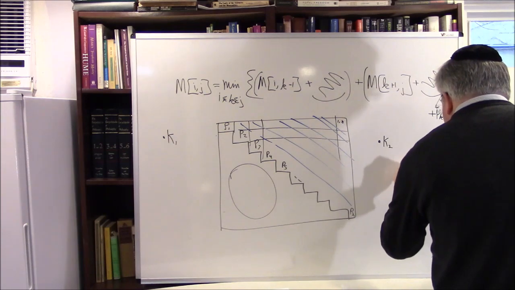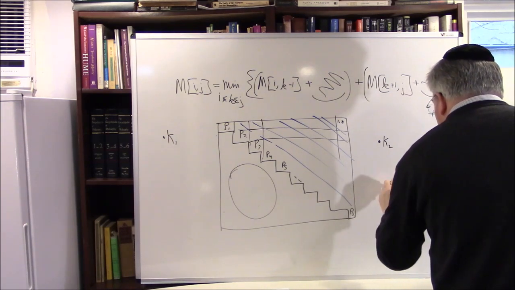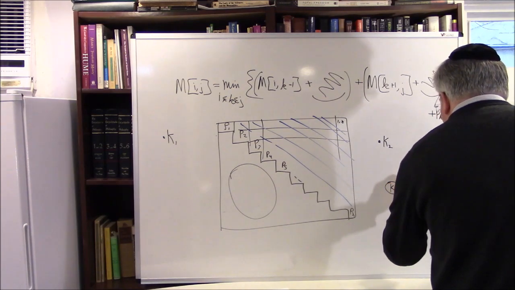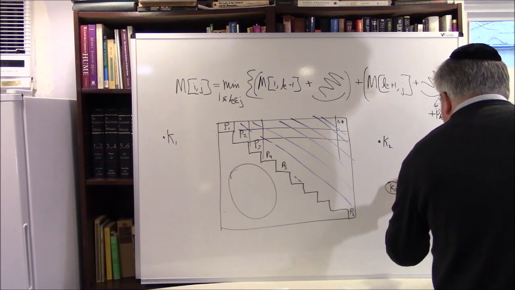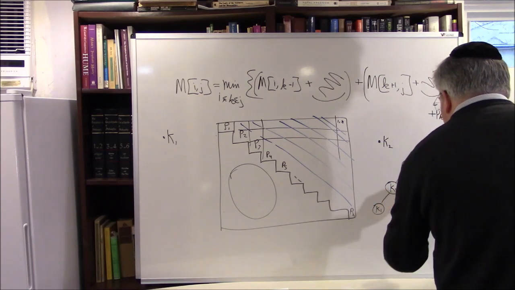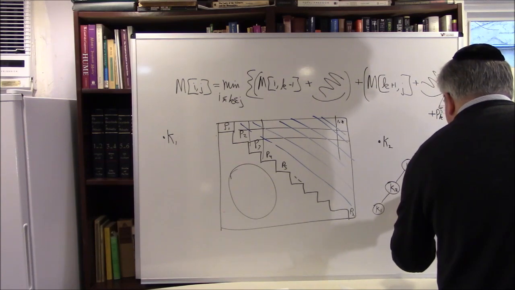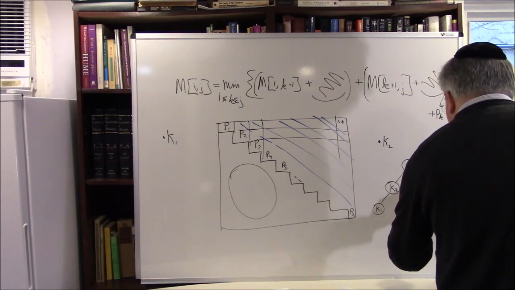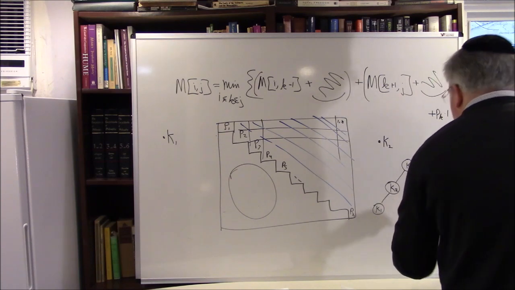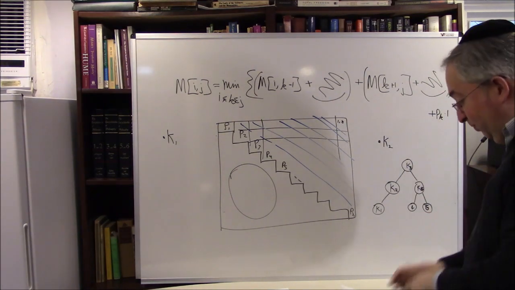You have K1, you have, let's make this K3, you have K2, you have K4, okay, you have K1, you have K5 over here. Let's make this 5, make this 6, make this 4, something like that. So that's a typical binary tree.